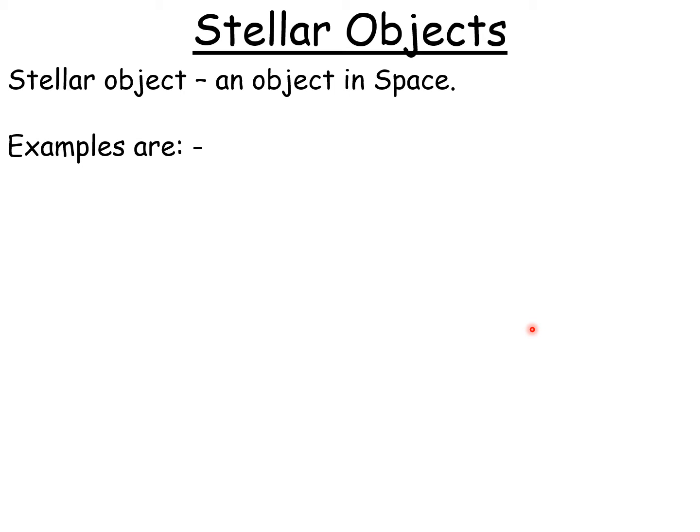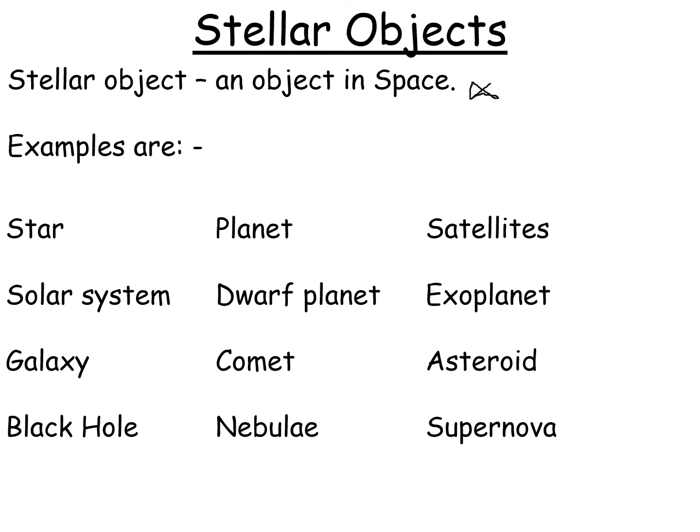So, first of all, what is a stellar object? I would like you to write this down as a wee definition in your jotter. A stellar object is any object that's in space. So examples of these are the following.